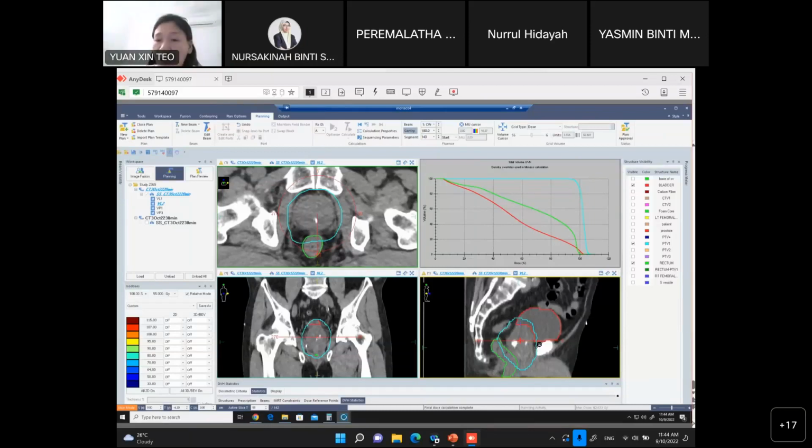So what we do, we will either wait for another 10 minutes or we ask the patient to drink another cup of water. One cup is about 150 ml. Okay, so after another 10 minutes, we will scan again. If the bladder volume is big enough, then we will proceed with the scan. And then once they've done everything, they will send the image to the physicist.